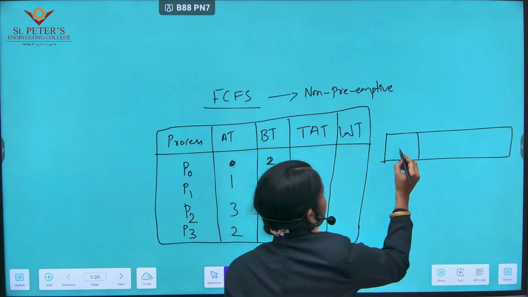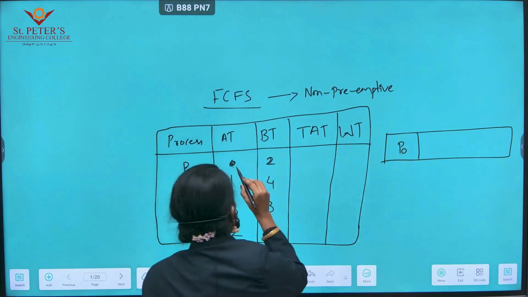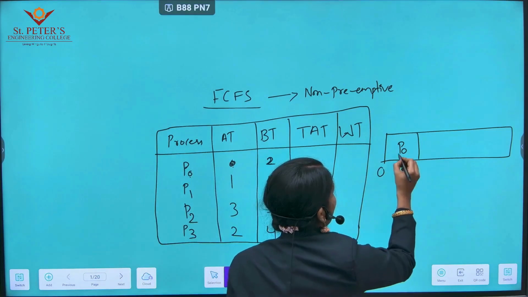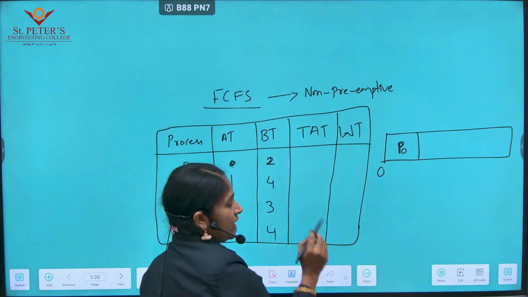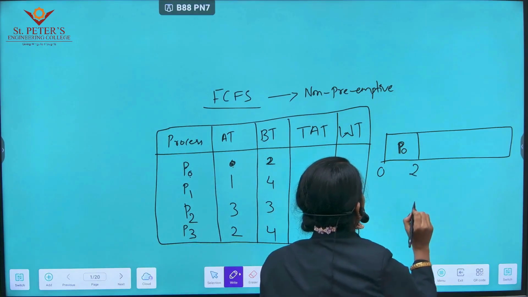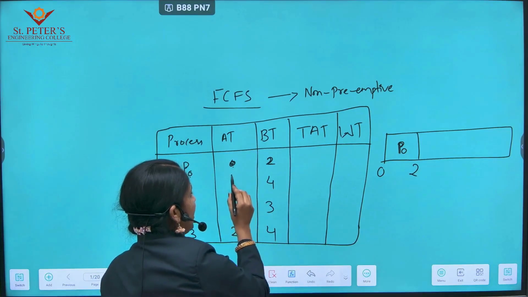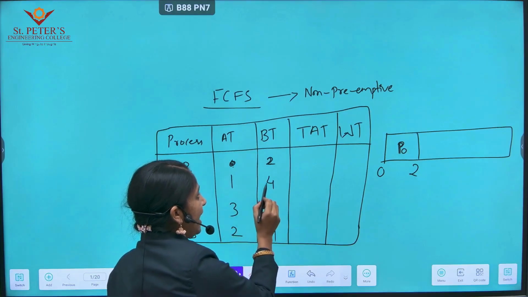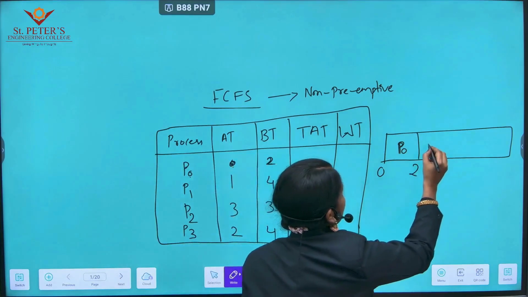Here first P0 I am taking. P0 came at 0 milliseconds. So when will it be completing? As burst time is 2, it takes 2 milliseconds to complete P0. Next P1 came, at 1 millisecond, and it will be completing within 4 milliseconds.